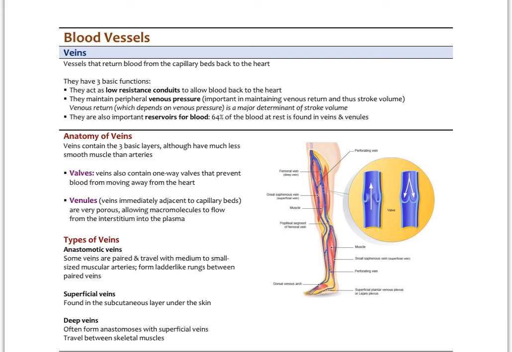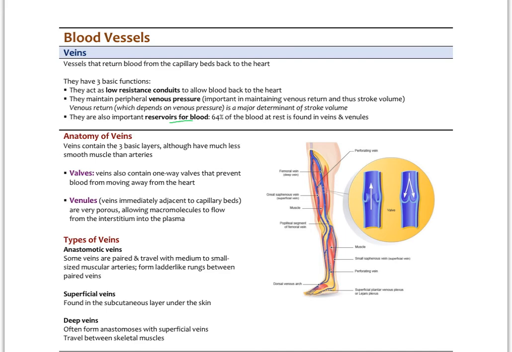I mentioned that the metabolism in the capillary beds or in the tissues around the capillaries have a lot to say about how much fluid actually flows back into the circulatory system and goes back through the venous system to the heart. And then finally, the veins act as blood reservoirs. About 64%, around 2/3 of your blood at rest is actually found in the veins and the venules. So a very large reservoir for the blood. Now, again, the veins have the three basic layers.